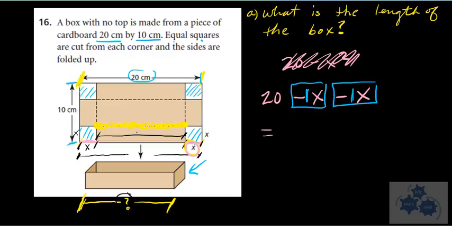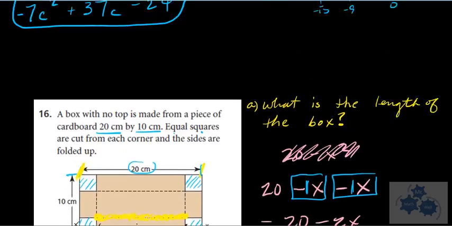What do I do with the coefficients when I gather like terms? Not multiply them, no. We add them. We add the coefficients. We combine. So negative 1 plus negative 1 is 20 minus 2x. We're just gathering like terms.